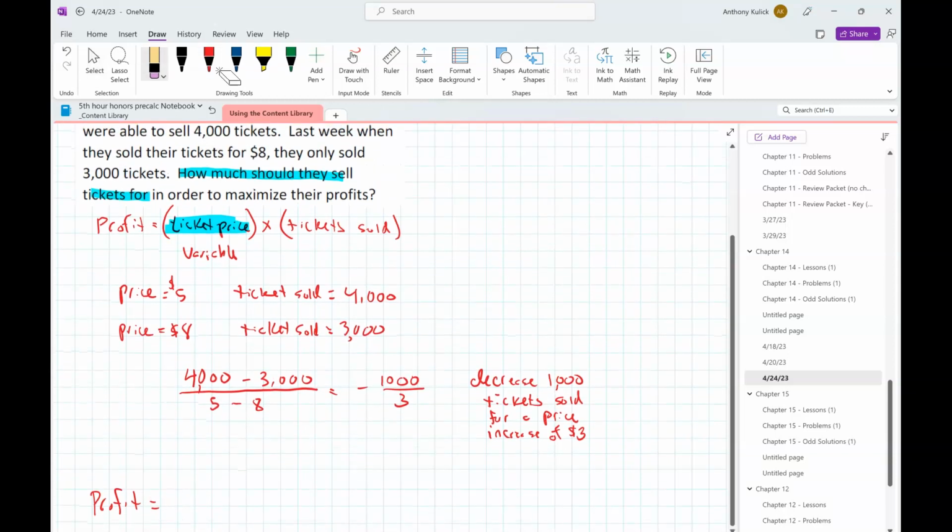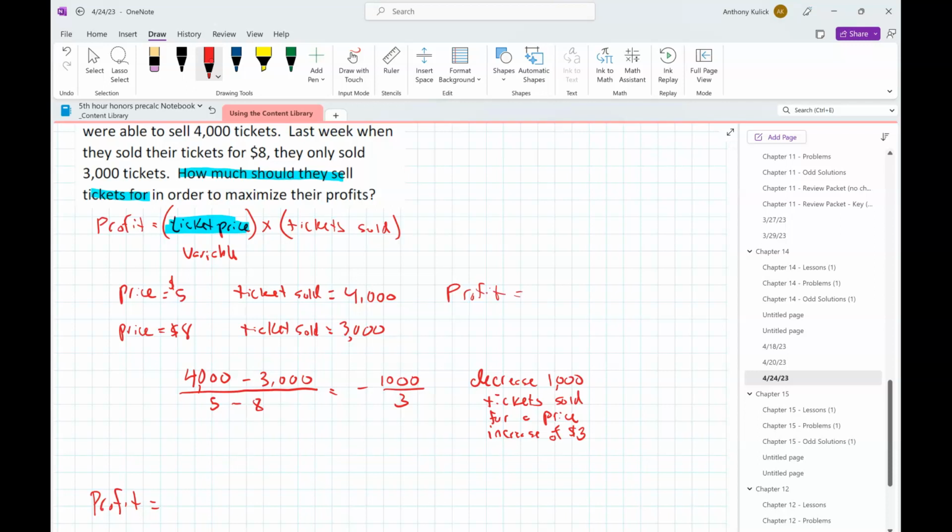One other observation I'm going to make here. The profit, when the price is $5, is just going to be 5 times 4,000, right? So 20,000. And the profit when the price is $8 is 24,000, right? So what that tells me is that the maximum certainly has to be bigger than $5. Agreed?